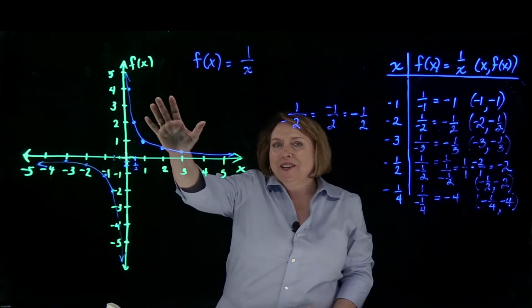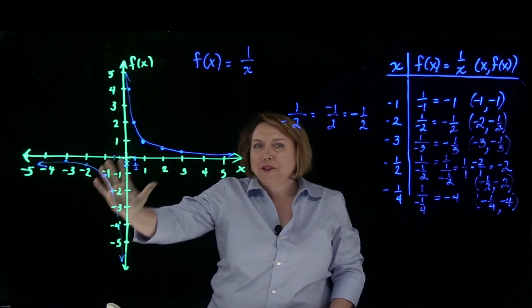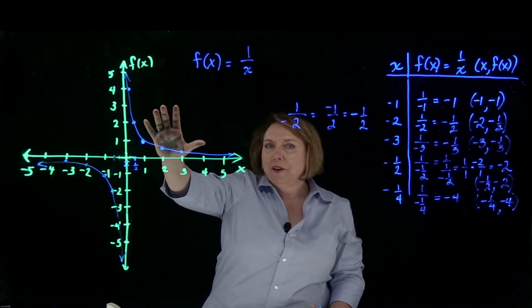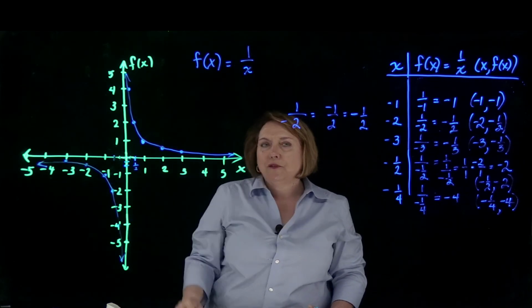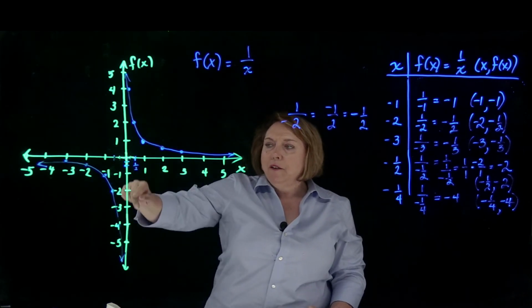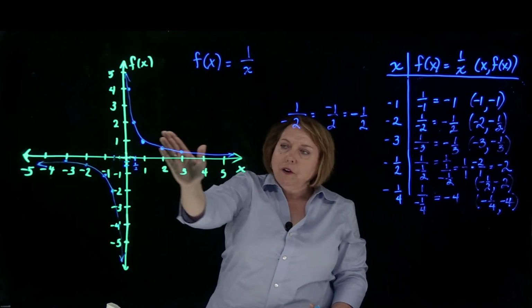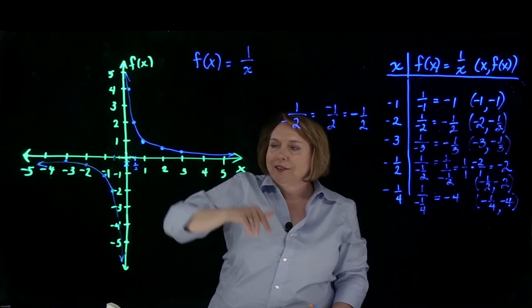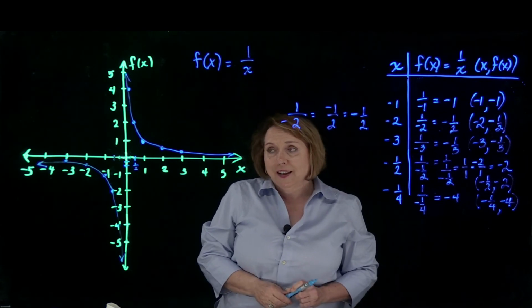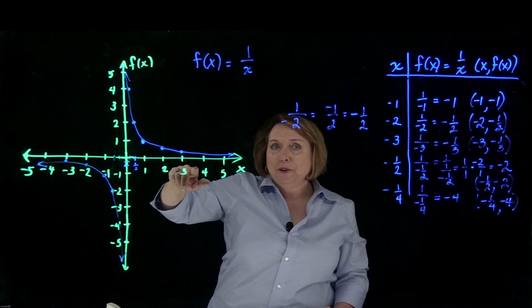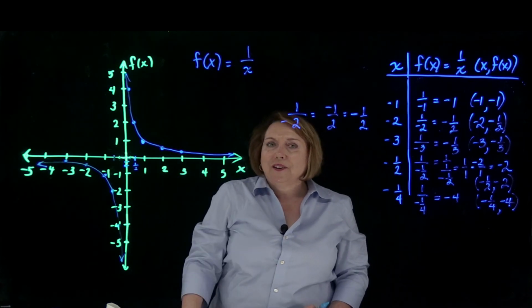Interesting function. You can see that it has two halves to it, this upper half and this lower half, upper half in quadrant 1 and the lower half in quadrant 3, but it's never ever going to cross the y-axis, and it's never going to cross or intersect with the x-axis either. So both axes are actually asymptotes. We call the x-axis a horizontal asymptote. We call the y-axis a vertical asymptote.